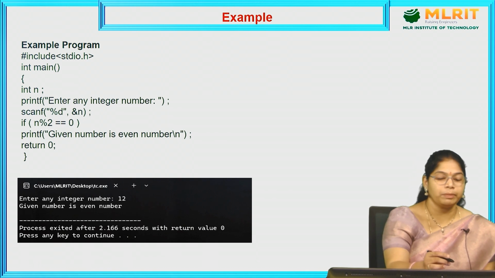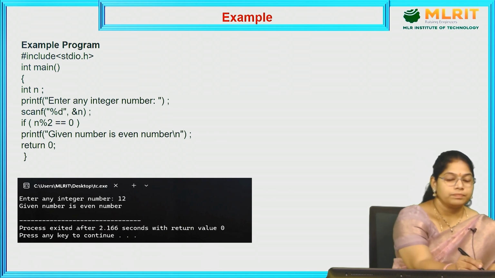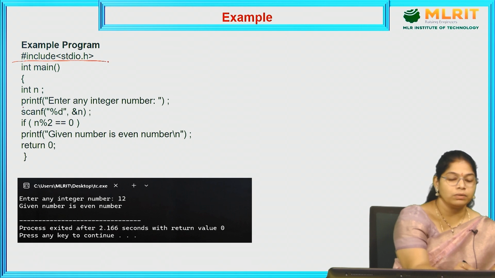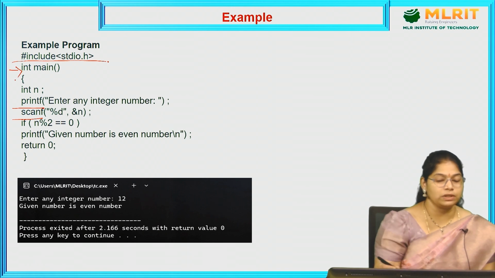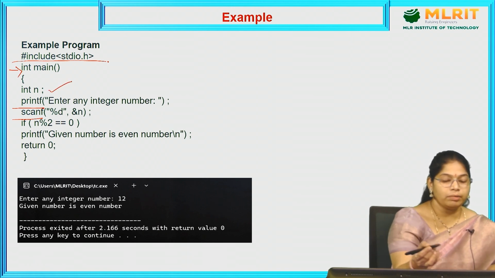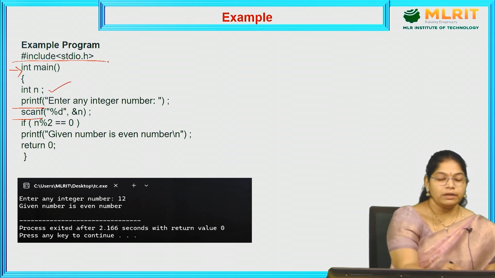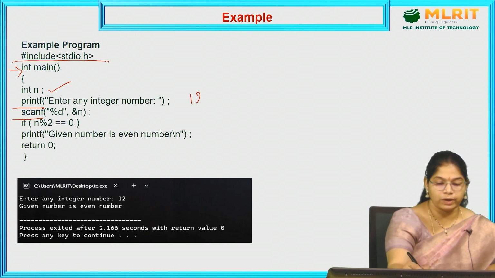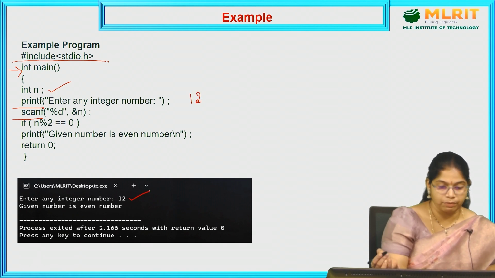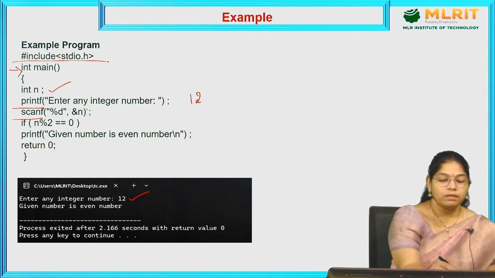Let us see a simple program. #include <stdio.h>. We are including this header file because printf and scanf are predefined in it. Then program execution starts from the main section. In main we have a variable called n. Here, enter any integer number. Let us suppose the integer number is 12. If you observe in the console window, I gave 12, and whatever value is given by the user, we read it using the scanf function.